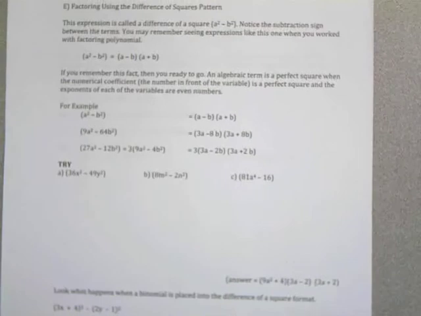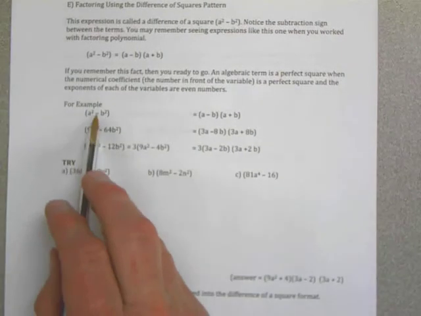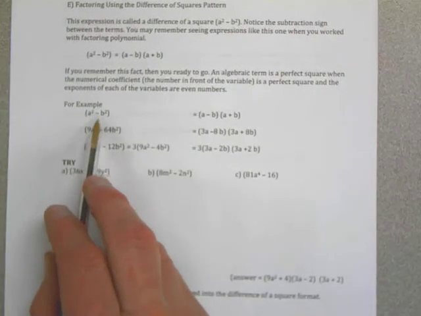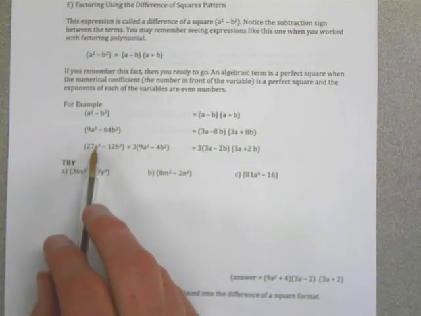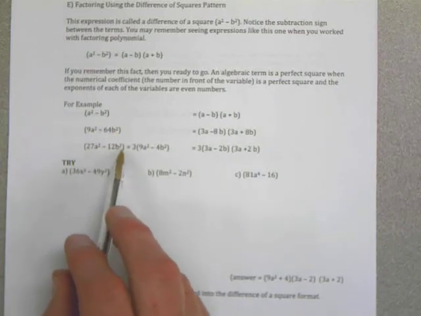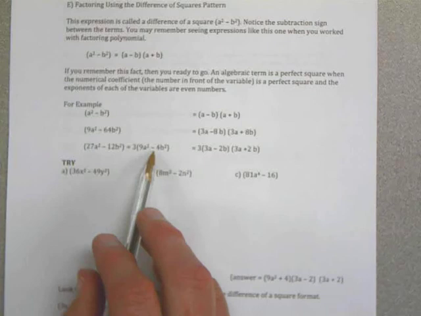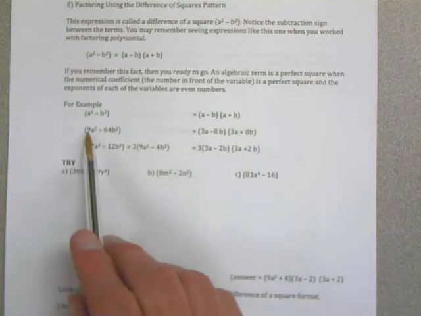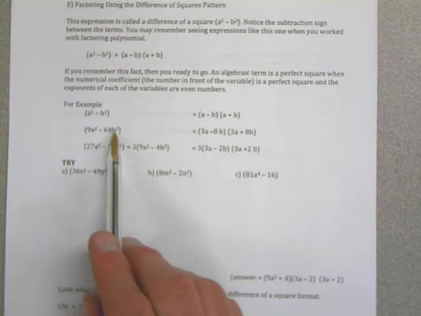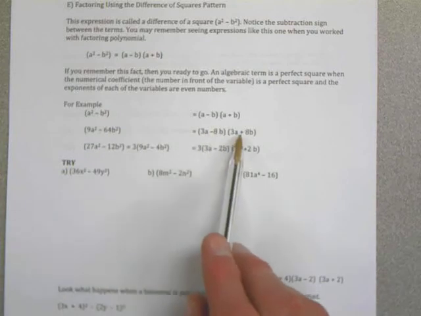Factoring using the difference of a square. So difference of a square, you've got to look for this symbol there. A squared minus b squared, 9a squared minus 64b squared, 27a squared minus 12b squared, and then you take things out there. But take a look. A squared minus b squared is equal to a minus b, a plus b. 9a squared minus 64b squared is equal to 3a minus 8b, 3a plus 8b.